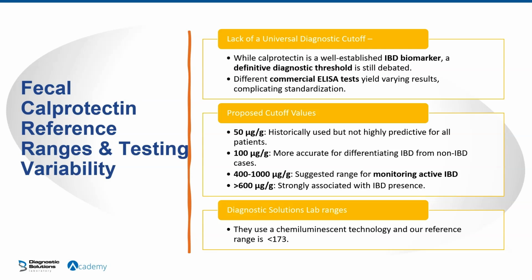When we're talking about utilizing the calprotectin that we see in Diagnostic Solutions lab ranges, they have a cutoff of anywhere below 173. Anywhere that's under 50 usually suggests histological remission. Around 100 more accurately differentiates inflammatory bowel disease from non-IBD cases. 400 to 1,000 suggests ranges of monitoring active inflammatory bowel disease. And over 600 is strongly correlative with inflammatory bowel disease presence.